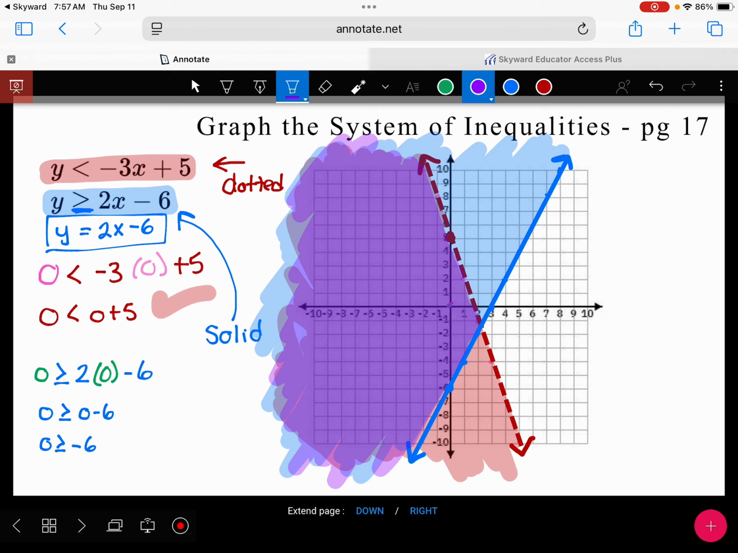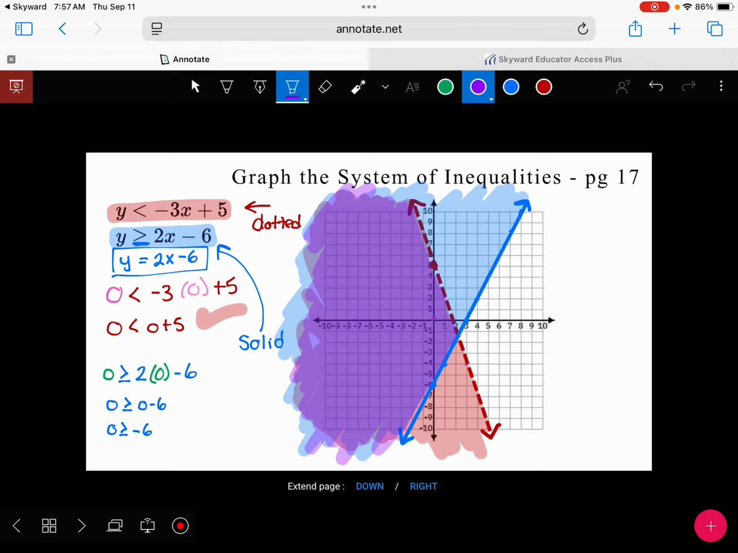What about this one? 1, negative 4. Is that in or out? In. What about this one? 0, 5. In or out? Out. It's on the dotted line. So points that are not in our system would be anything in the out here part. Anything out here is not in the solution to our system, or anything on the red line. If it's on the blue line and inside the shaded region, that's when it counts. Okay?